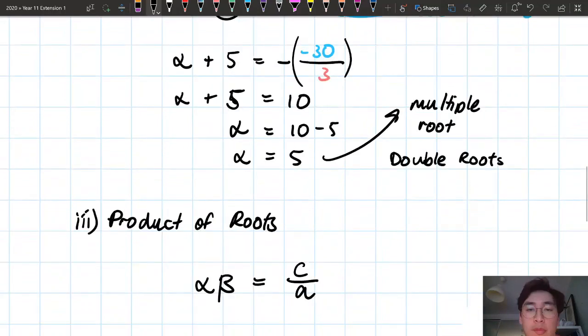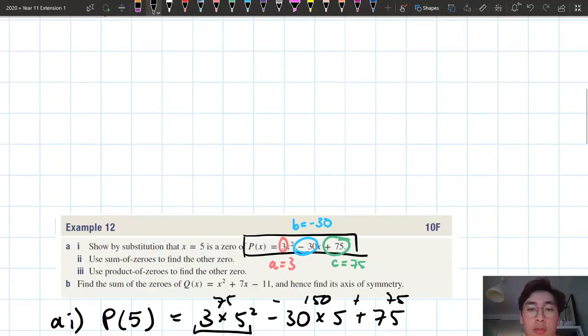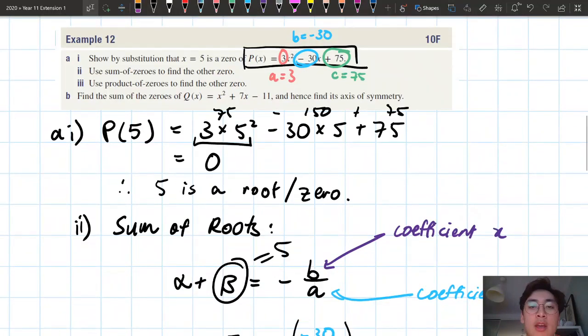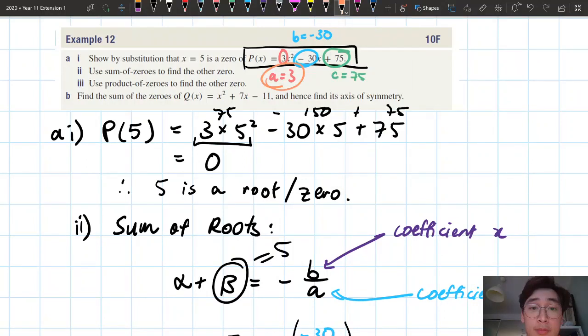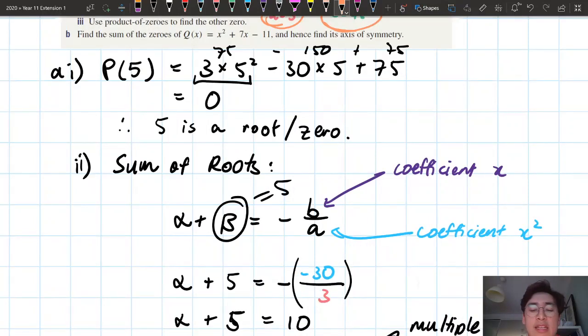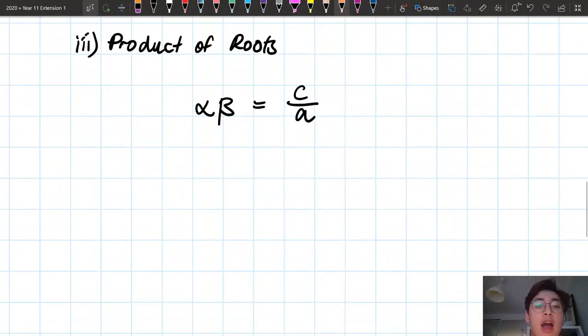Okay, so let's have a look back up top so I can see my values. I know that my a value is 3. I know my c value is 75. So all I need to do is substitute them in where I see c and a. So I've got alpha and beta. I know that one of my roots, beta, is equal to 5. So I'm just going to write 5 alpha.